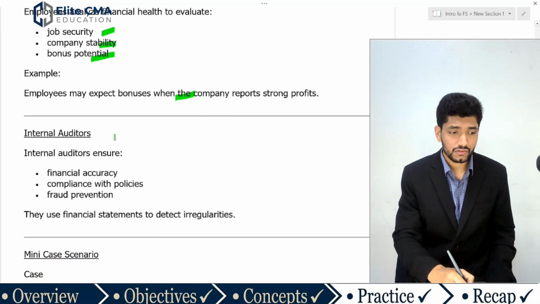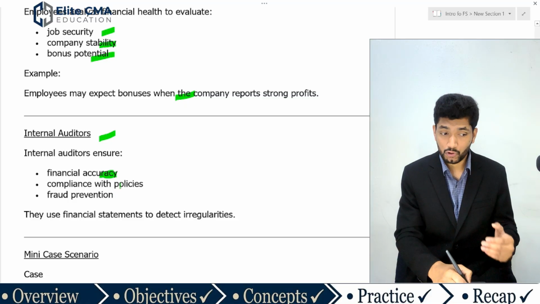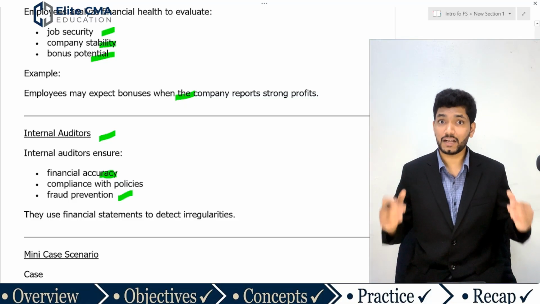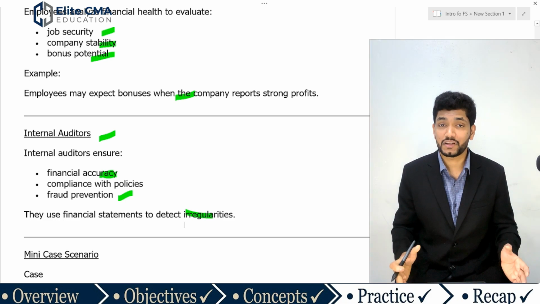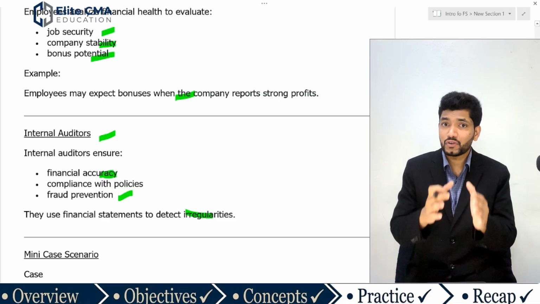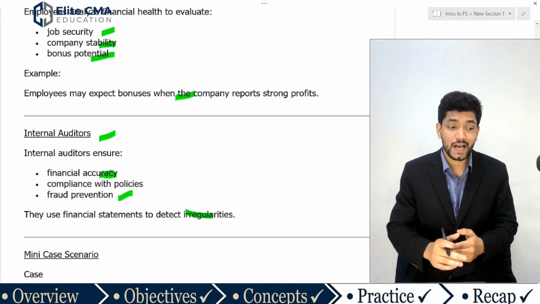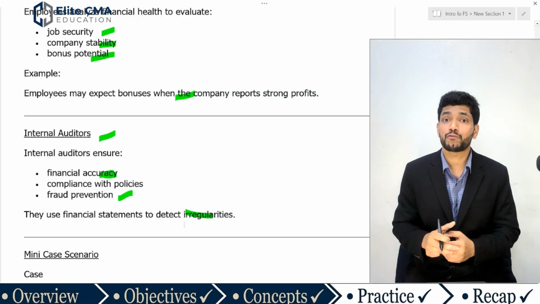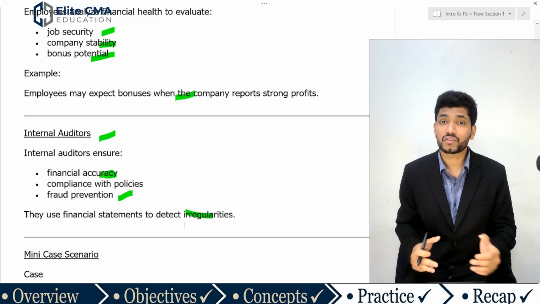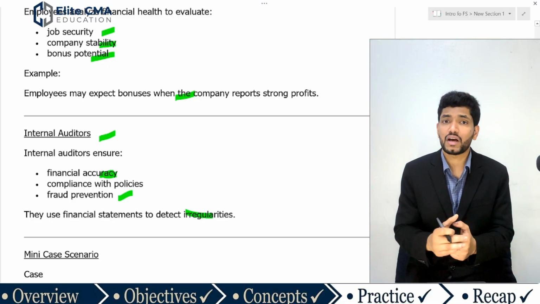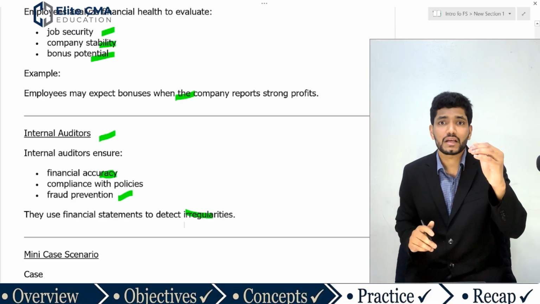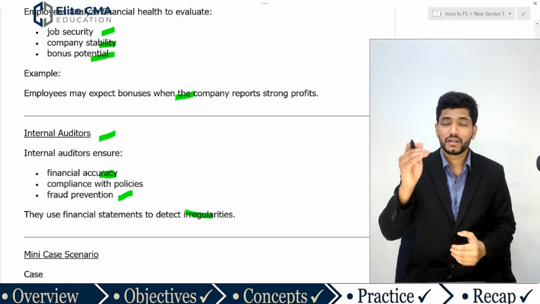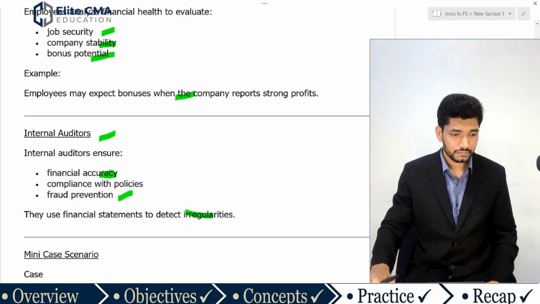Then the internal auditors. Internal auditors want to ensure financial accuracy, compliance with policies, and fraud prevention. The financial statements help them to detect irregularities in any categories, like any expenses or any income. This will help them to evaluate whether there are any irregularities in the financial reporting and to mitigate that risk in advance. That's why the internal auditors are interested in the financial statements. So here we discussed the three major users: the first one is management, then the employees, and the internal auditors.